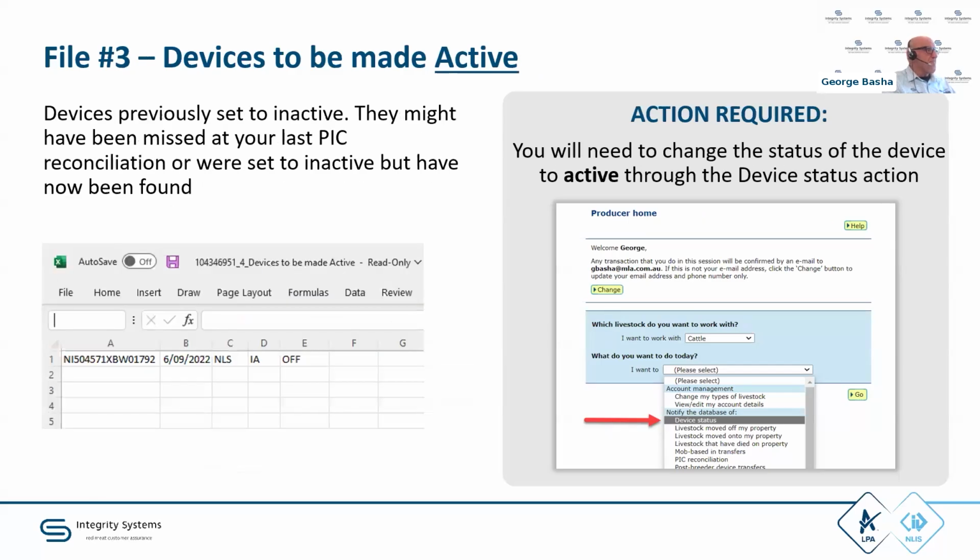Next. And this is the complete opposite. So it's the same process. You set in the device status. In this case, you're setting the inactive status off. So in column D, on the left-hand side, IA simply stands for inactive. So you're setting inactive off, which means it's becoming active again.